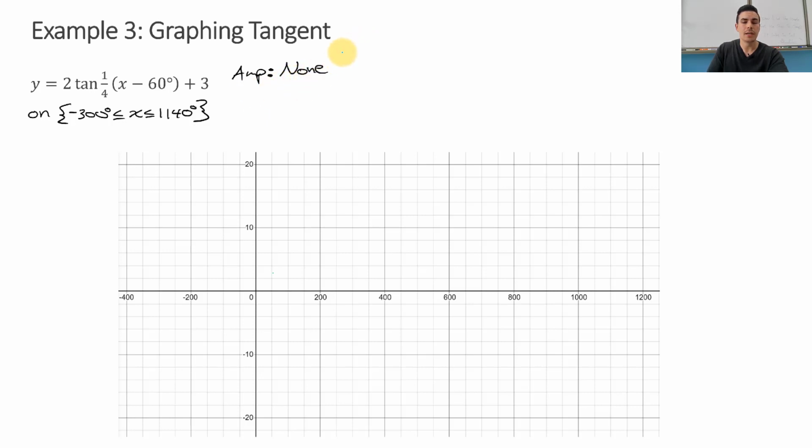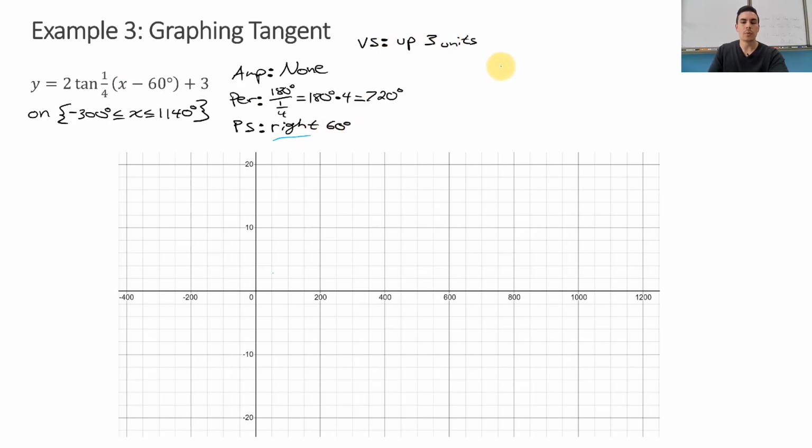However, it does have a period length, right? That's going to be 180 degrees, or pi, divided by b, which in this case is 1/4. So that's going to be 180 degrees times 4, or 720 degrees. Now my phase shift, we're going to go to the right, because this is minus. We're moving right 60 degrees. And my vertical shift is going to be up 3 units.